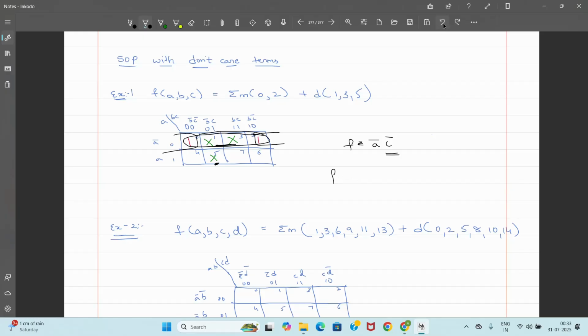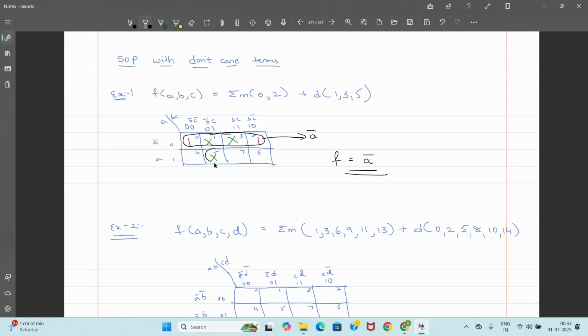In this problem, the group that you're supposed to make will take the help of these two X and make a quad. So this equation will be, the row is A bar, all the columns are covered, so B bar, C bar gets cancelled. Your final answer will be A bar.